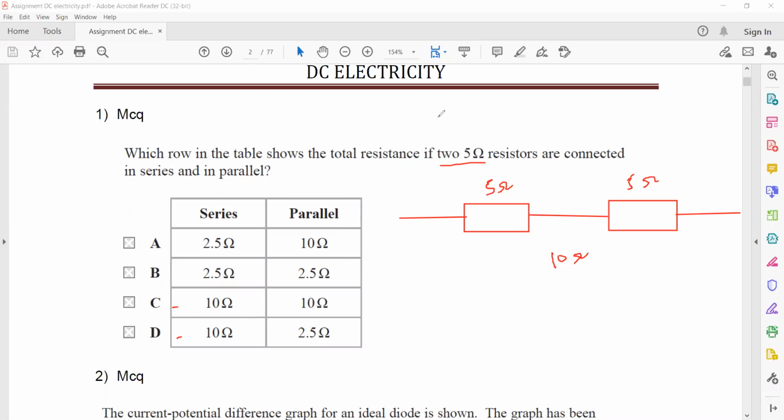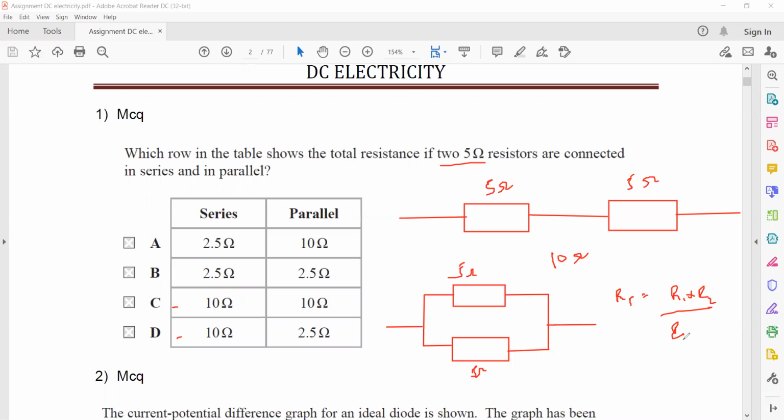But what about in parallel? If two or more resistors are connected in parallel, then the combined resistance, if it's two, will be product divided by sum. If it is more than two, then we can add the reciprocals and then invert. So a 5 ohm resistor and another 5 ohm resistor are both connected in parallel. The combined resistance, RT or total resistance, will be product divided by sum. But keep in mind, this formula is only valid for two resistors. If more than two, we cannot use this formula.